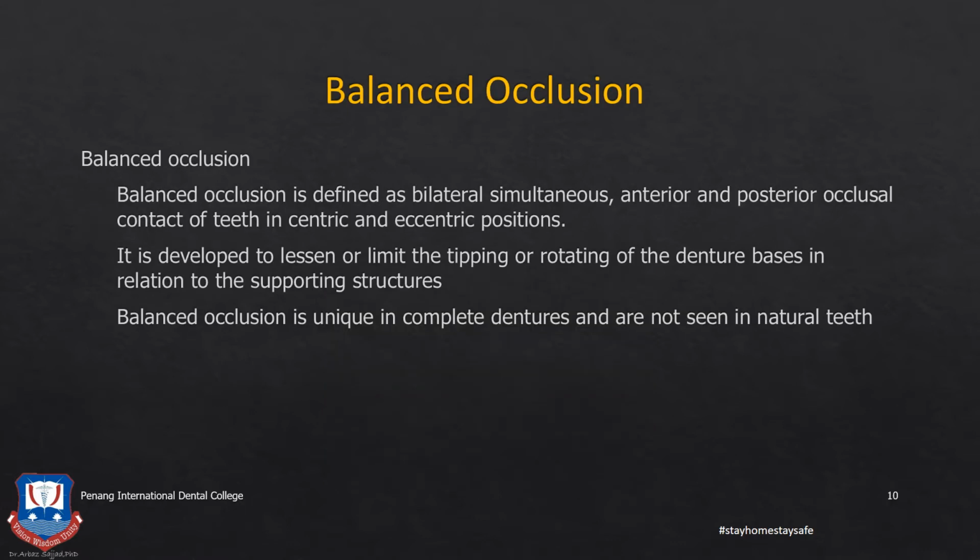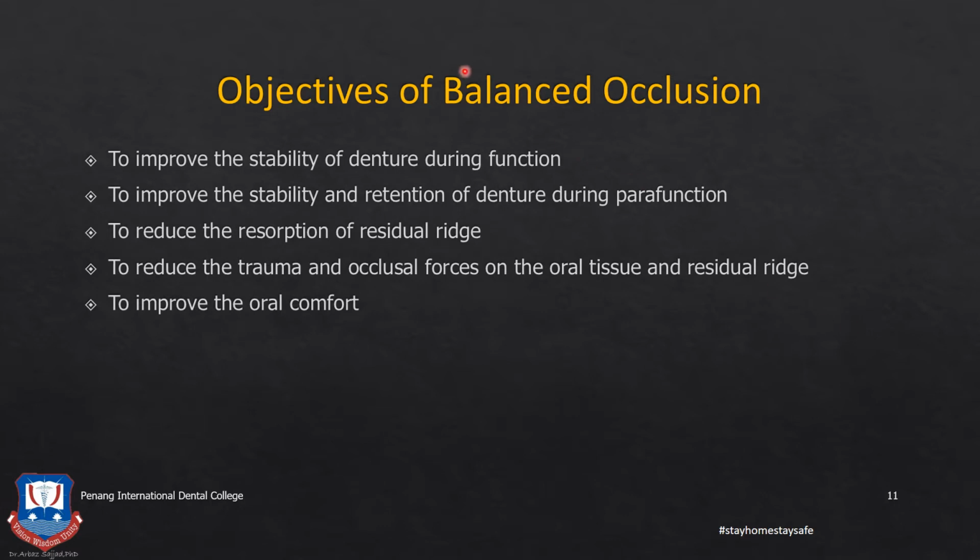Now coming to balanced occlusion. Balanced occlusion per se by definition is defined as a bilateral, that is both right and left, simultaneous anterior and posterior contact of the occlusal surface of the teeth in centric and eccentric positions. It is developed to lessen or limit the tipping or the rotating of the denture bases in relation to the supporting structures. Balanced occlusion is unique to complete dentures, and as I mentioned, is not a part of the natural teeth. So what are the objectives of balanced occlusion?